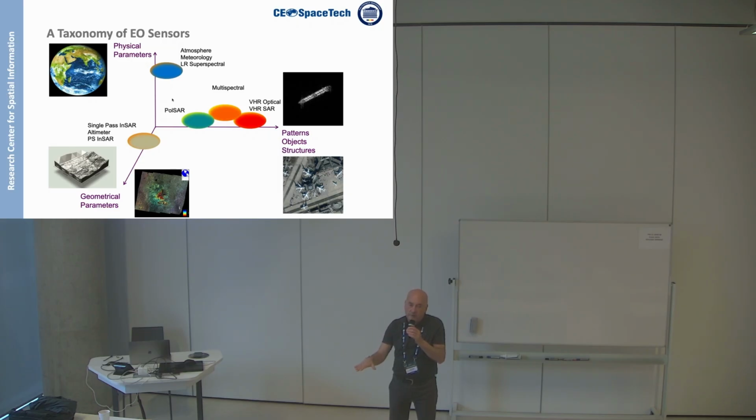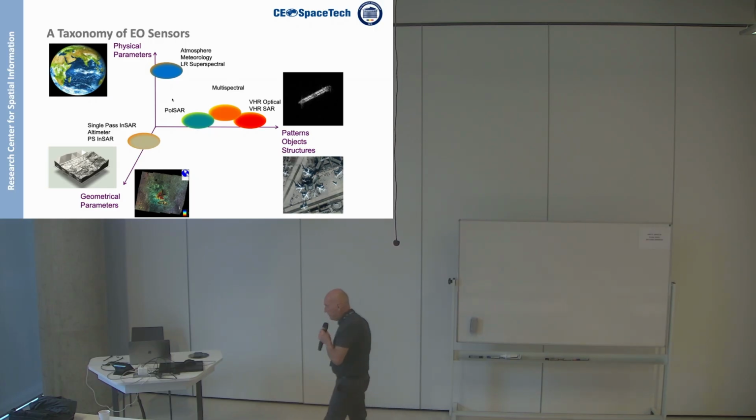We measure the height of the terrain, again one parameter, but precisely measured over the globe, displacement, subsidence. And we have sensors which are in between. We have sensors which have high resolution. We extract patterns, we recognize structures, objects, but also we extract physical parameters. We have a combination of both aspects, physical, geometrical, and pattern like computer vision.